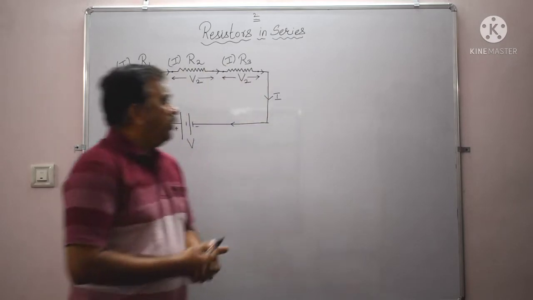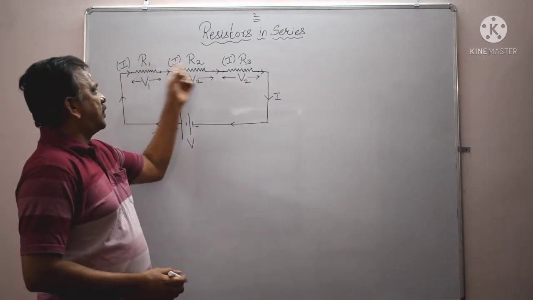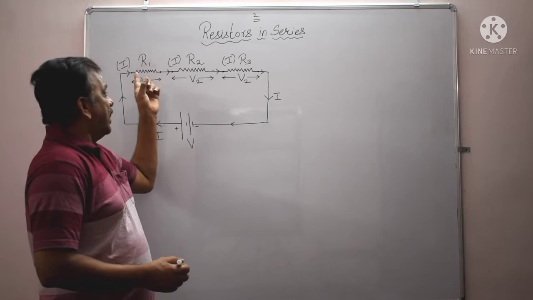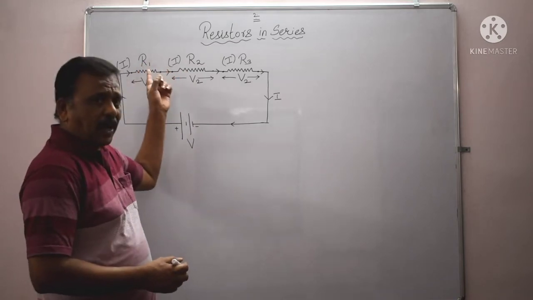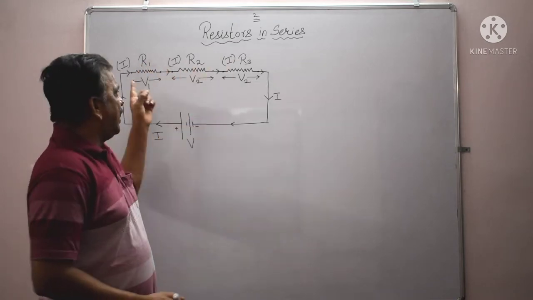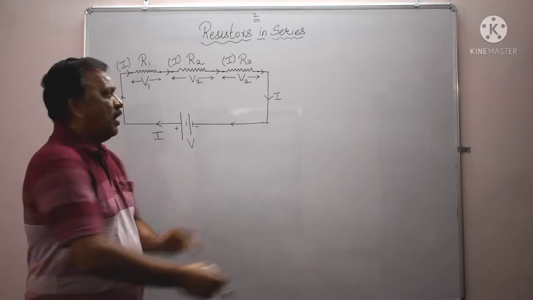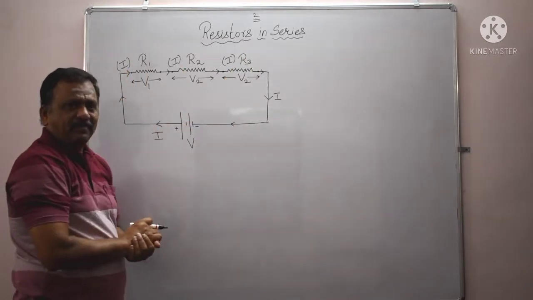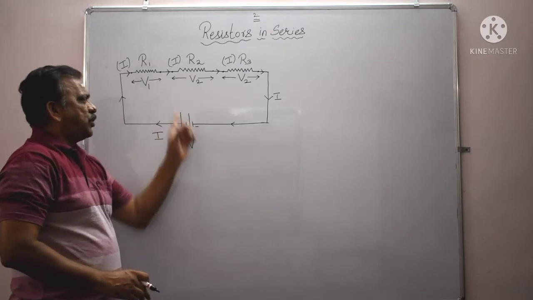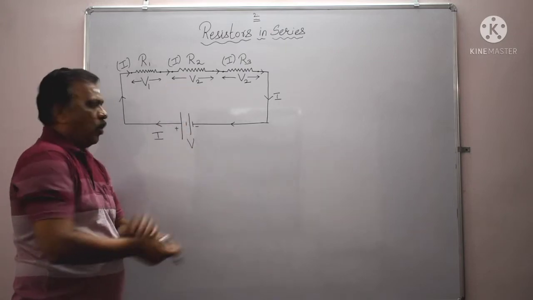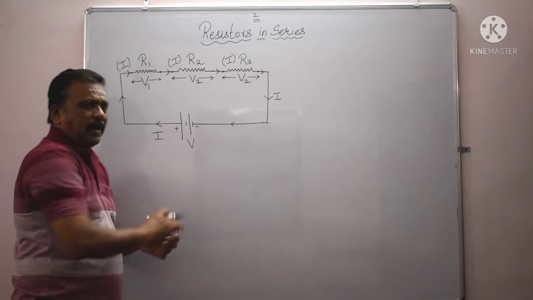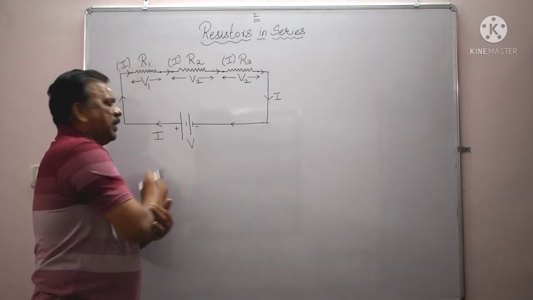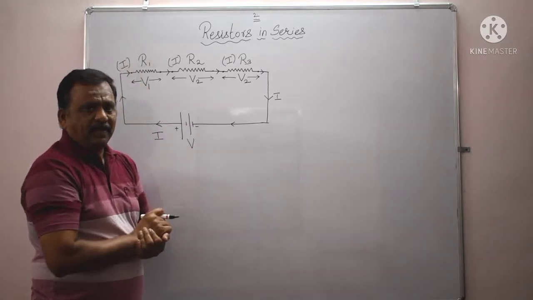Okay. Now, let me consider three resistors of resistances R1, R2 and R3 connected in series. And the combination of these three resistors is connected to a battery. Let V be the voltage applied by the battery, or the terminal potential difference of the battery. And let I be the current supplied by the battery.